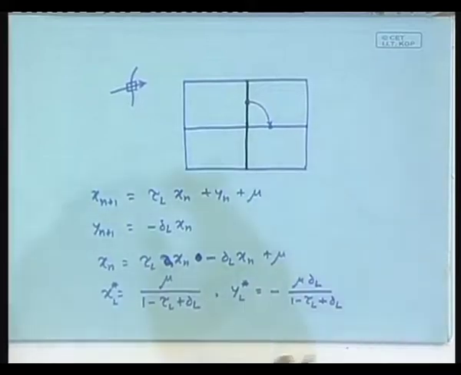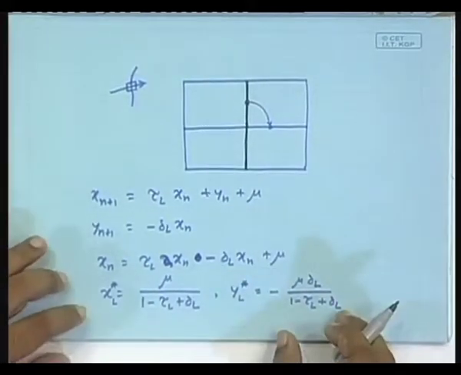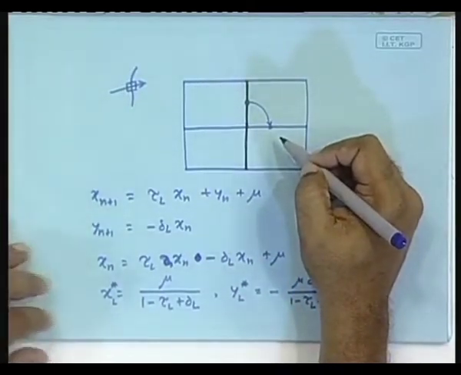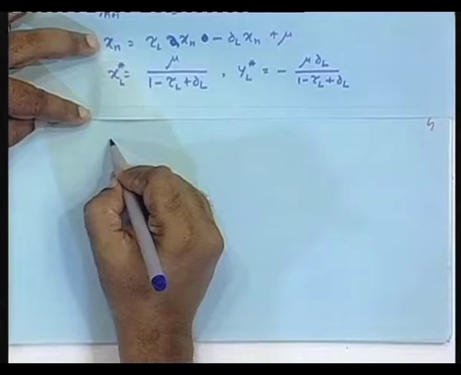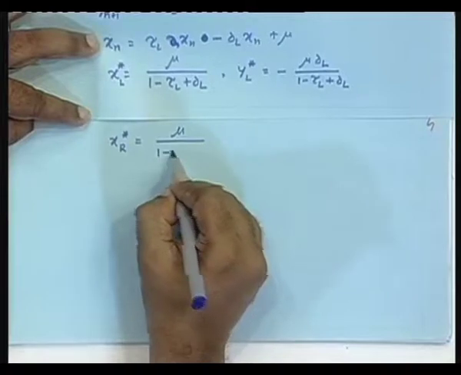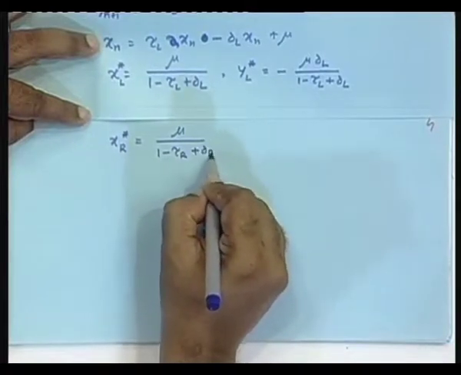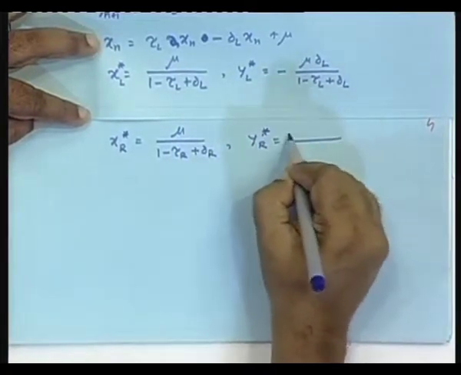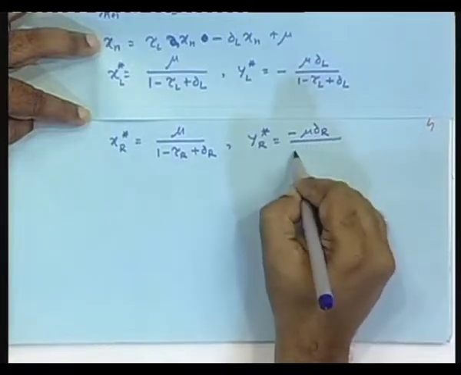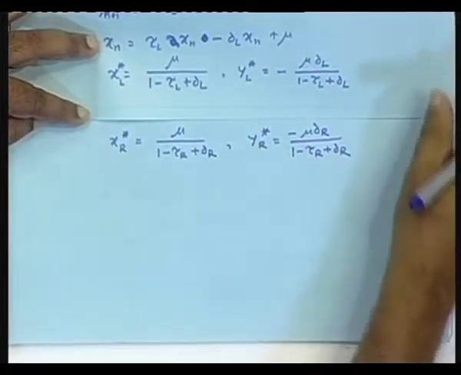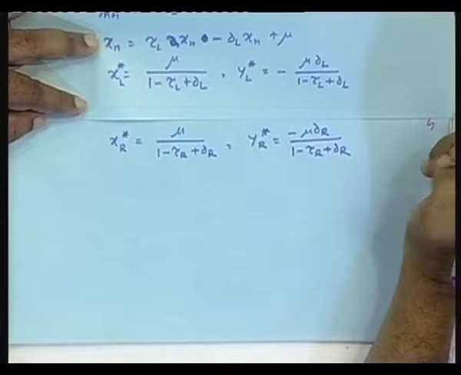It is not difficult to see that similarly you can obtain the quantities of the right hand side. That means, you can calculate the fixed point that exists in the right hand side, and that would be given in absolutely similar way by x r star is equal to mu by 1 minus tau r plus delta r, and y r star is equal to minus mu delta r by 1 minus tau r plus delta r, right. So, these two are the equations for the left hand side and the right hand side fixed points.